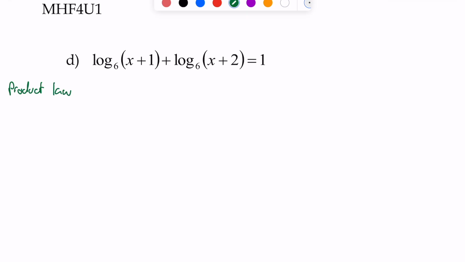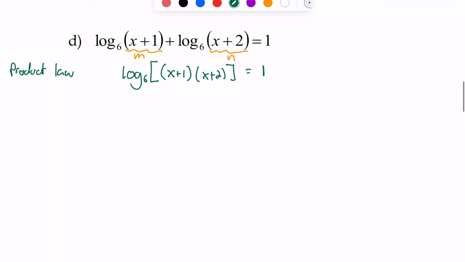I'm going to rewrite it as log base 6, and I'm going to take my first bracket, think of that as m, and I'm going to multiply my second bracket, think of that as n. So I'm going to multiply by x plus 2. And I'm going to write that as equal to 1.